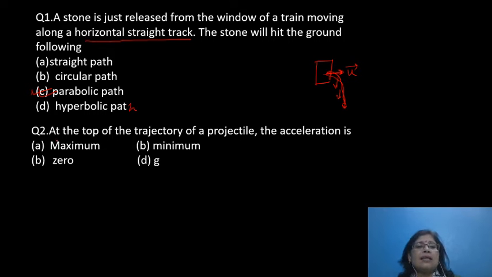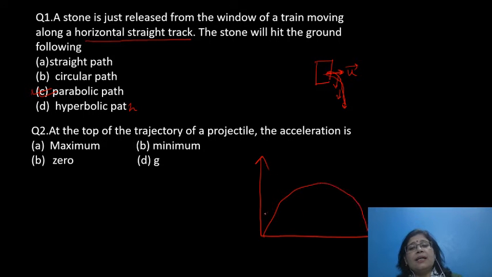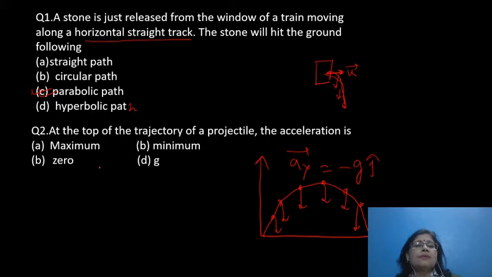Next question is, at the top of the trajectory of the projectile, the acceleration is maximum, minimum, 0 or g. In this chapter we have already studied that at each and every point, the acceleration is in the downward direction and it is equal to minus g. So the magnitude of acceleration will be g.